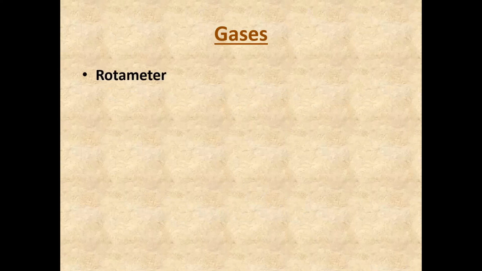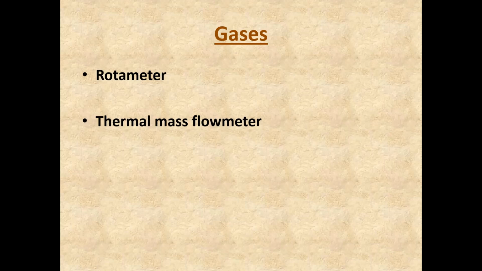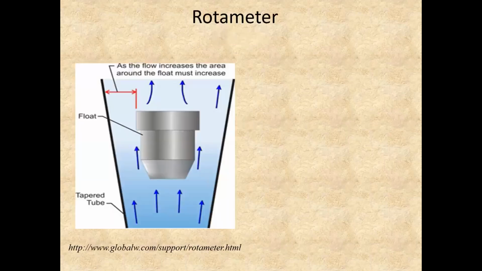There are two instruments or devices with which you can do that. One is rotameter. Another is thermal mass flow meter. We will study each one of them in detail. Let's see rotameter first. Rotameter is an example of a variable area meter. It's very commonly used. It consists of a vertically mounted borosilicate glass tube with an increasing bore.